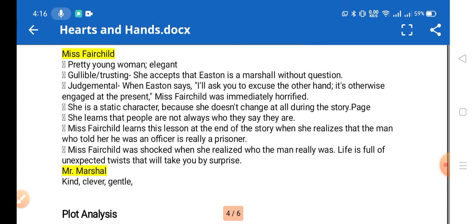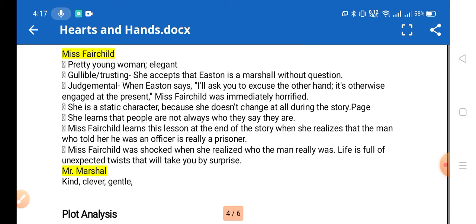Gullible is someone who easily believes something. So she believed the lie told to her, and she accepted that Mr. Easton is a marshal without questioning. And she becomes judgmental when Easton says that he'll ask her to excuse the other hand. And she is a static character because she doesn't change at all during the story, and she learns that people are not always who they say they are.